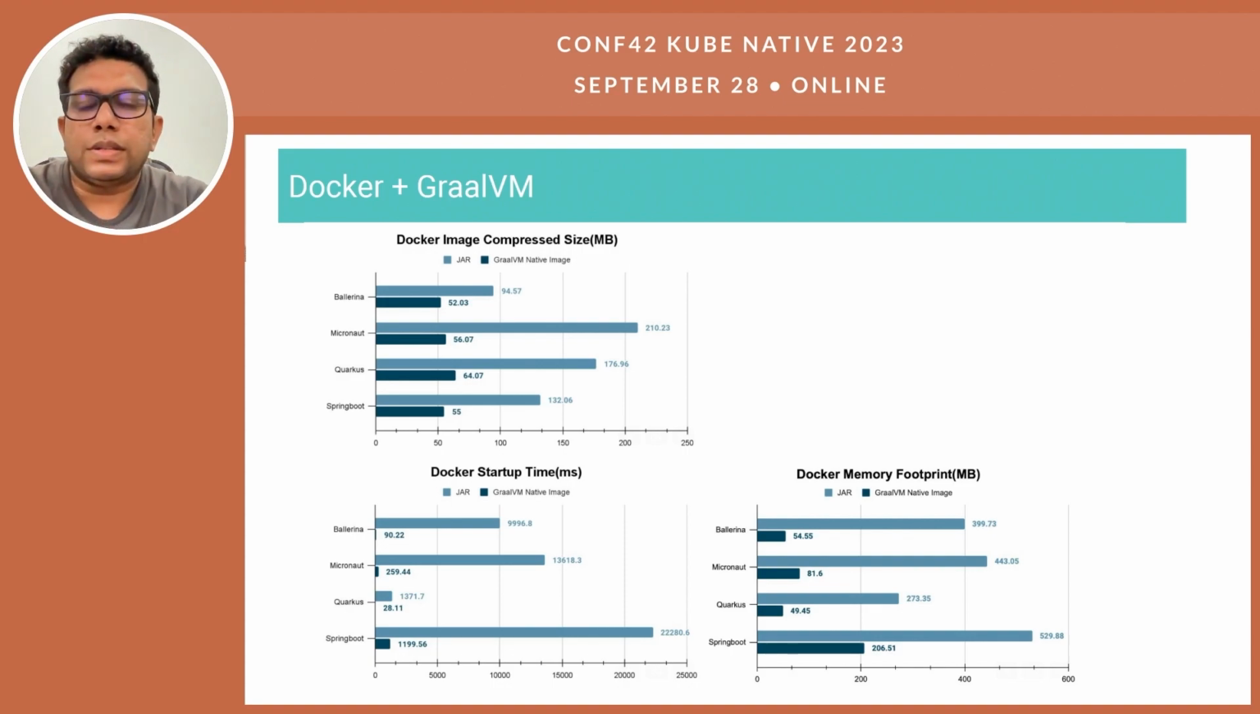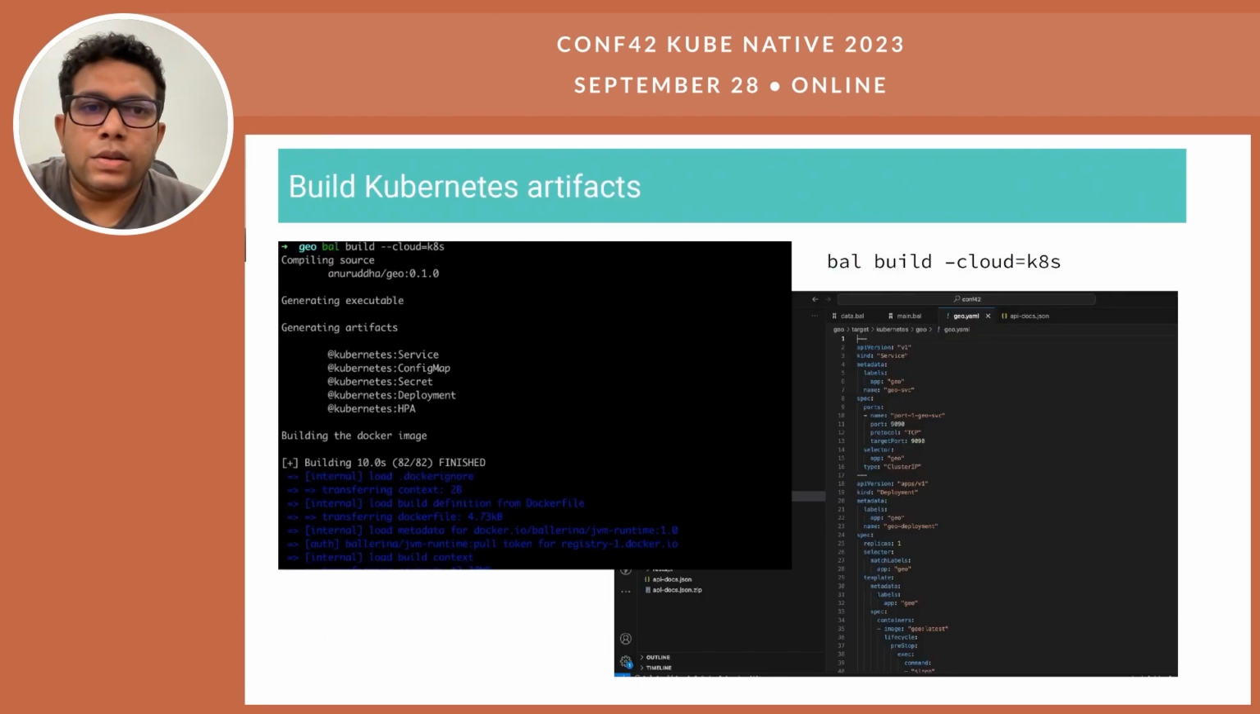So these are the stats of some popular frameworks and Ballerina using GraalVM. As you can see, Ballerina pretty much has the same or a better experience compared to these values in other frameworks. Not only that, Ballerina also generates Kubernetes artifacts for you as well.